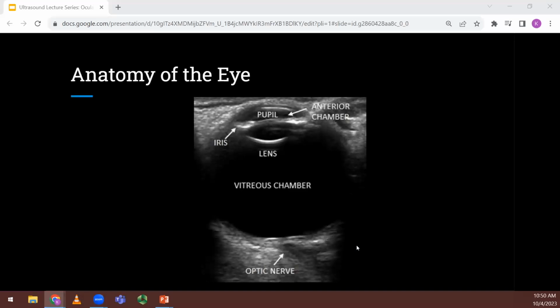Okay, so again, let's go through the image, pupil first. We're going to see the lens over here, iris, vitreous chamber, retina, and then the optic nerve.